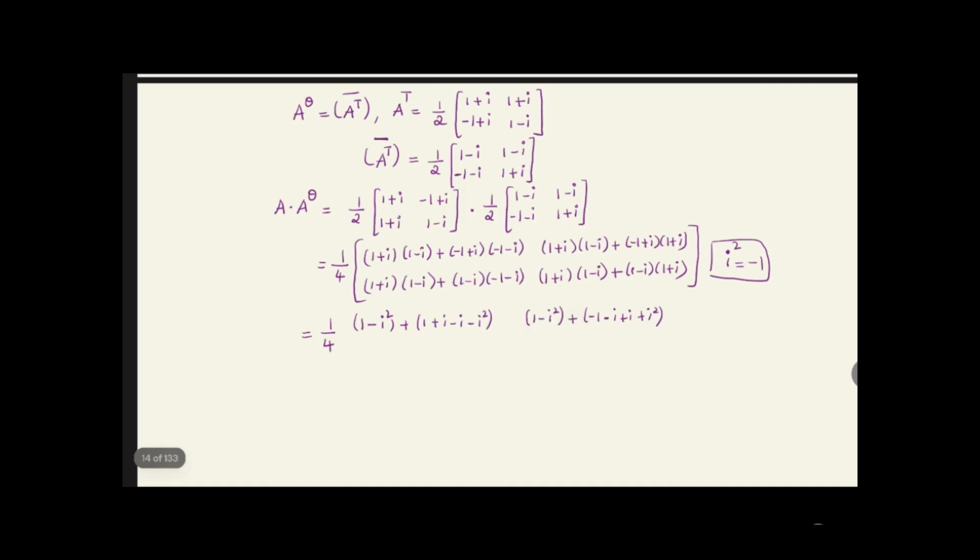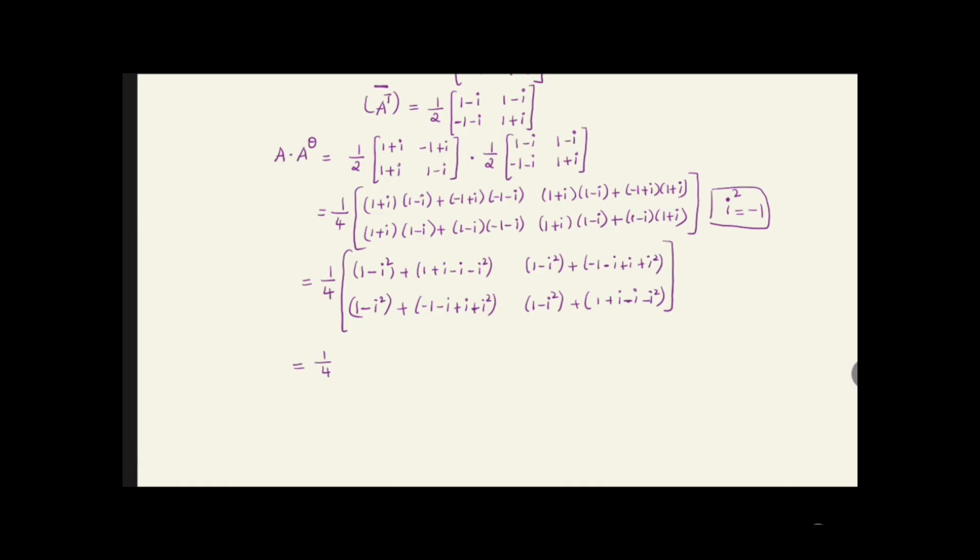Yes. Now coming to this third element. Again a plus b into a minus b, that is a square minus b square, plus minus 1 minus i plus i minus into minus plus i square. Now here again it is 1 minus i square, a plus b into a minus b, plus 1 plus i minus i minus i square.